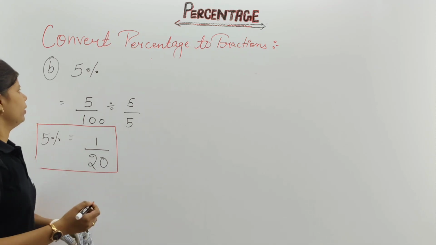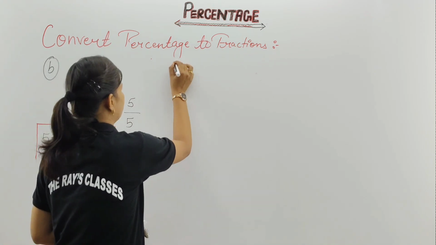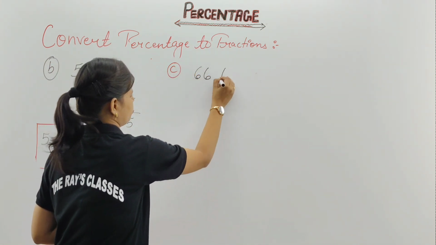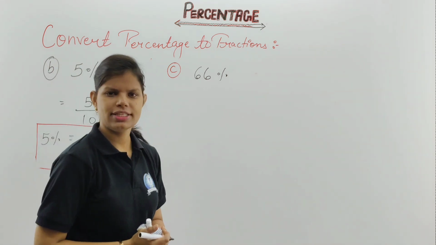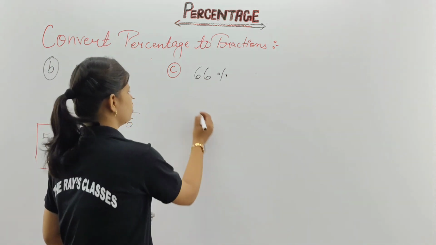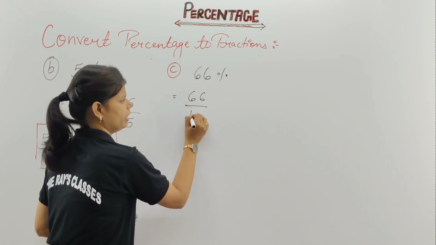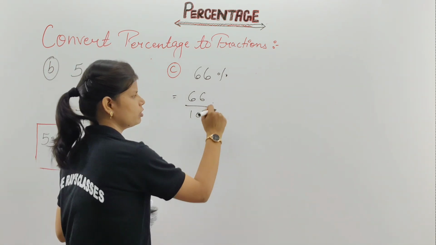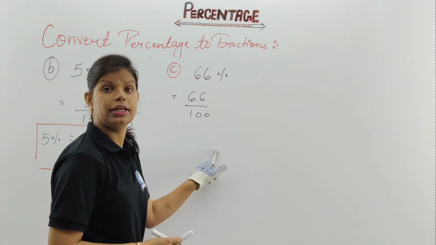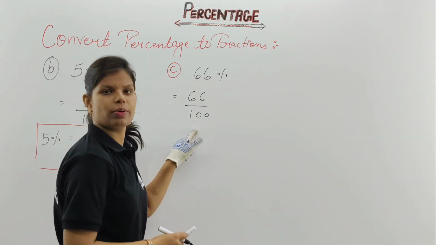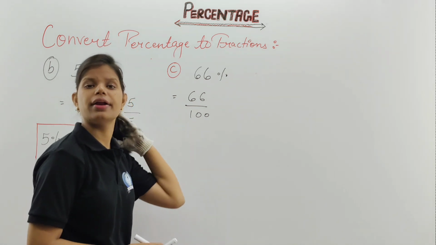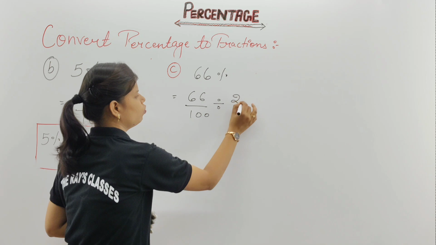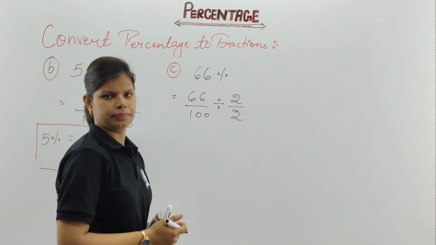Very good, children. Now next one, part C, if your question is written like this, 66%. What is it? So again, simple way, 66 upon 100. Clear? And when you are going to divide this, now please think of a number which will divide both. If you take 3, it will divide this, but it will not divide this one, because in the table of 3 we are not getting 100. Understood, no? So here we are going to divide once again by 2 in the numerator as well as the denominator.